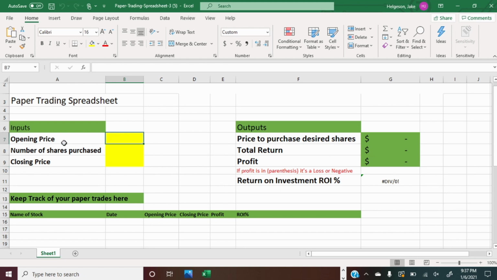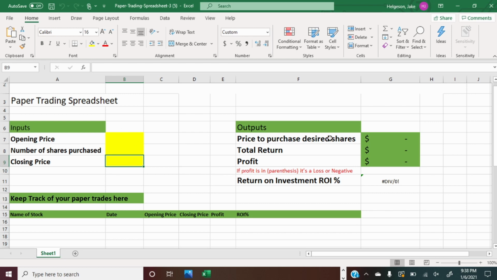Okay, so the first thing is opening price. That's the price it opens at or you invested at. Then you have the number of shares purchased. That's going to be how many shares you want to buy or would have bought or wish you could buy. You can kind of play around with it and say, what if I had bought this many shares just for fun? And then you have closing price. That's the price you would have sold at, that it ended at. So even if you want to stay invested, how much would you have made through the day, through the hour, through the minute? You can play with it all.